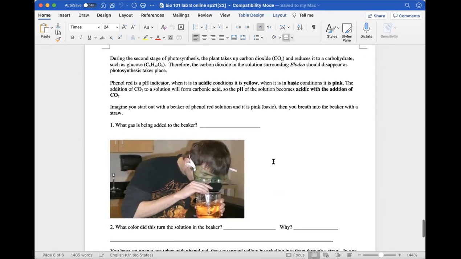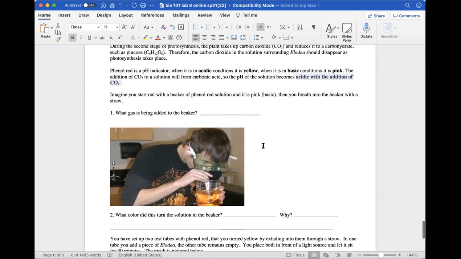Phenol red is a pH indicator, and when it is in acidic conditions, it will be yellow, and when it is in basic conditions, it will be pink. When we add carbon dioxide to a solution, it forms carbonic acid. So the pH of the solution will become acidic with the addition of carbon dioxide. So if the solution becomes yellow, it will be becoming more acidic because carbon dioxide has been added. So what gas is being added to the beaker?